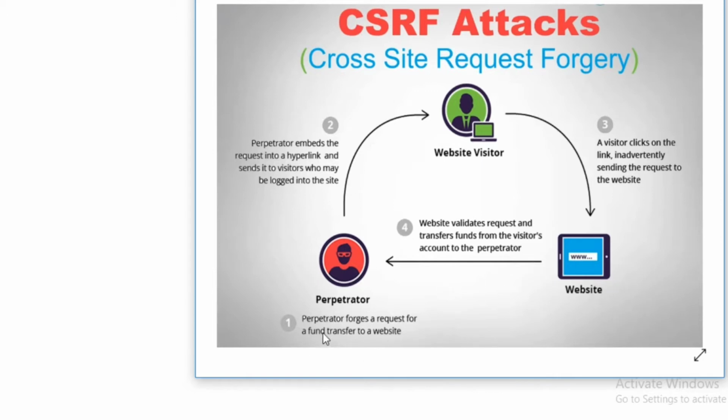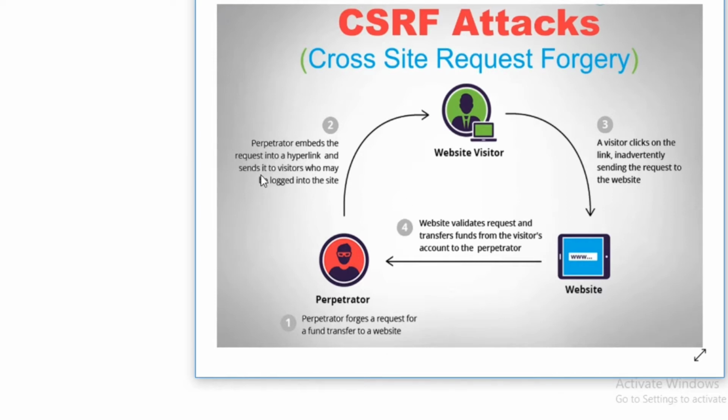Let's say an attacker forges a request for a fund transfer to a website. He embeds the request into a hyperlink and sends it to a visitor who may have logged into the site, so that if the visitor clicks on it, it will be recognized by the website that the visitor is asking for a fund transfer in the name of his account, and it can be transferred to the attacker's account or to any other source.